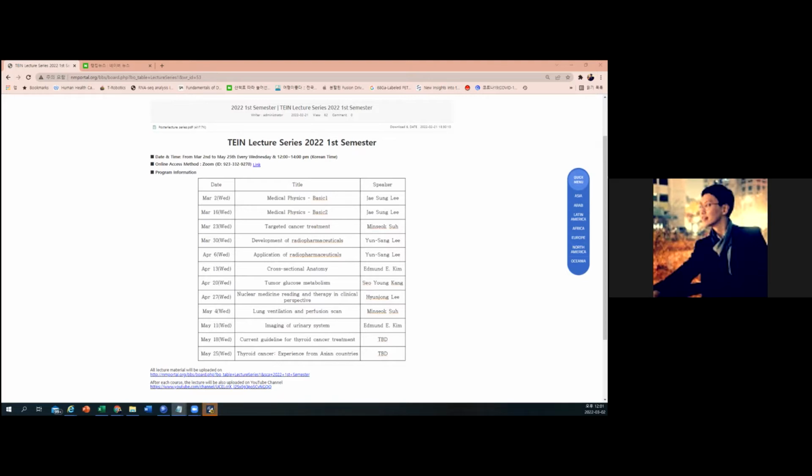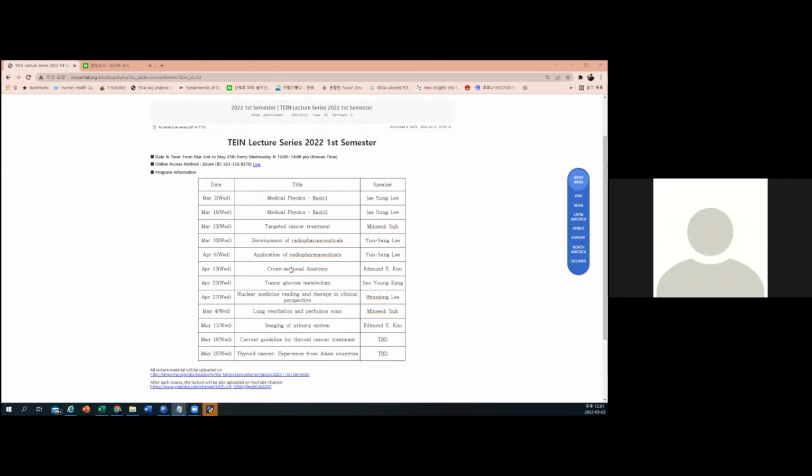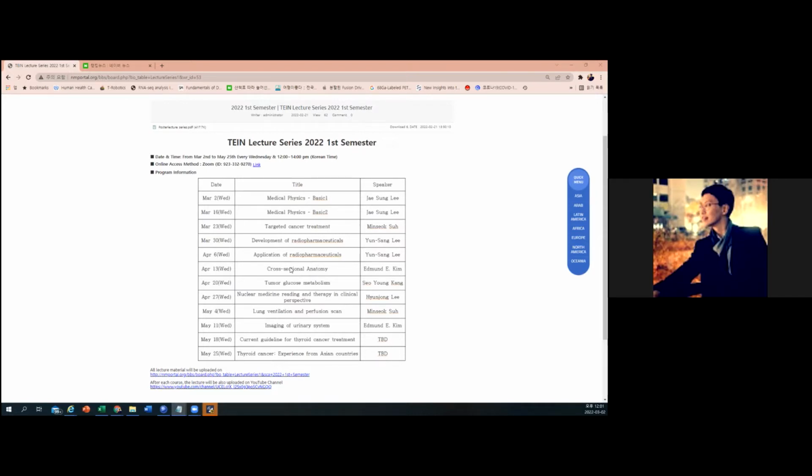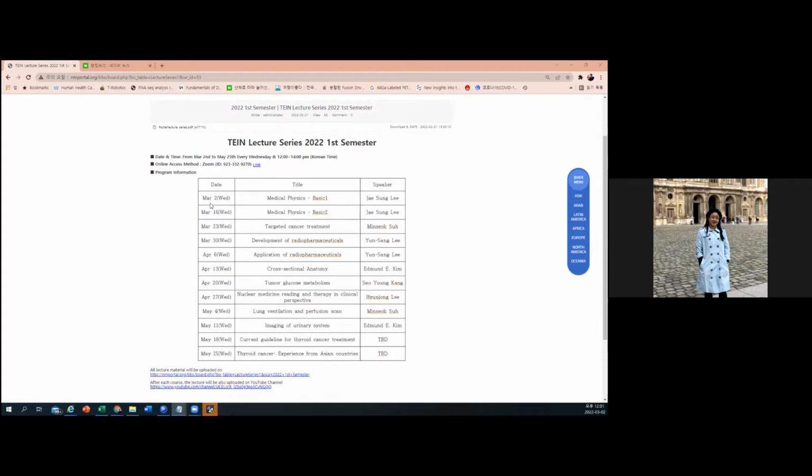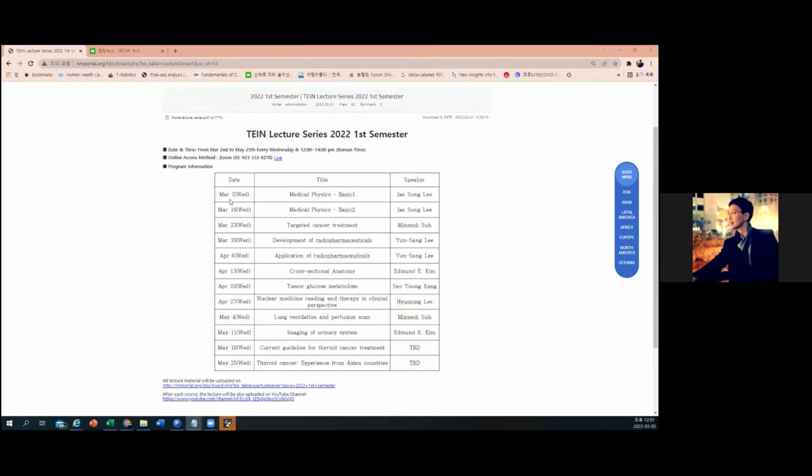As you can see from here, for this year's lecture series, we will firstly discuss basic knowledge regarding medical physics and radiopharmaceutical development in nuclear medicine. And then we will move on to clinical application of nuclear medicine with advisory from Professor Edmund Kim. And today's subject will be nuclear medicine physics.